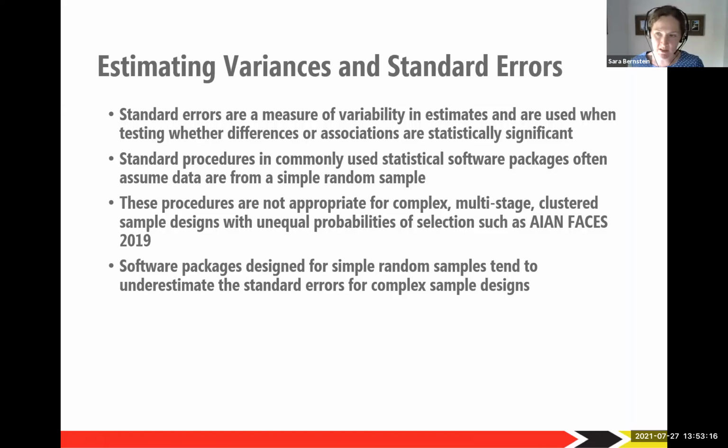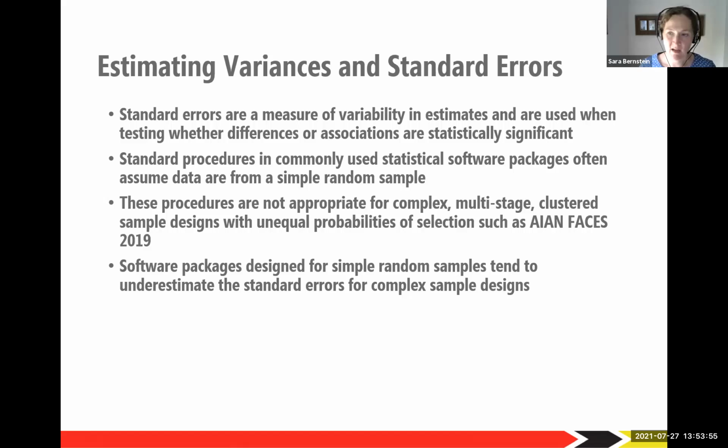Many of the standard procedures found in these commonly used statistical packages that I'm sure most of you are using assume that the data are from a simple random sample, where cases are independent from one another and every case has an equal probability of being selected. Classrooms and children in AIAN FACES are not independent, right? Everything is clustered. So classrooms within centers, centers within programs, et cetera, children within classrooms. And not all the sampling units had the same probability of being selected. So standard procedures wouldn't be appropriate for estimating standard errors generated from AIAN FACES.